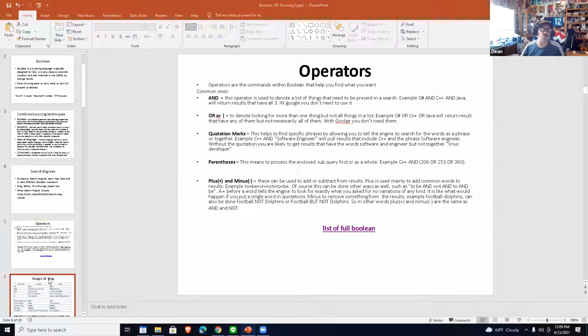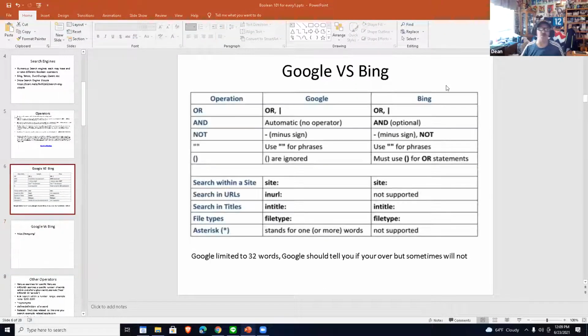So the next step here is we're going to do a little comparison just so we understand the differences. We're going to pick on Google and Bing predominantly because they are the biggest. So in Google, it's the OR or the pipe. In Bing, it's OR or pipe. Okay, great. Now in Google, they're saying sometimes you don't need to use the OR.